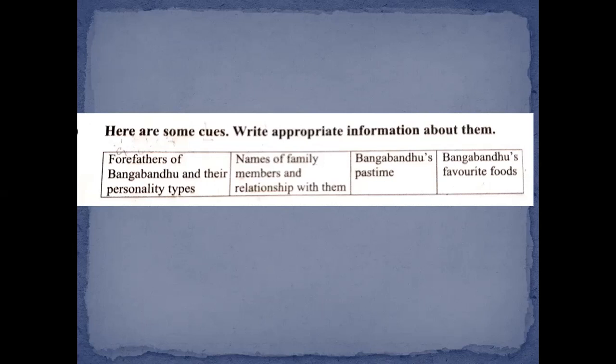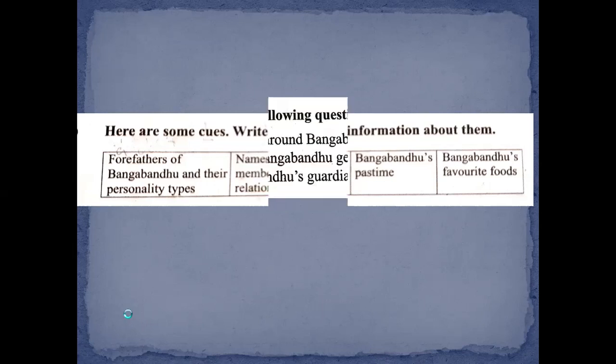Okay. Then, last, Bongobundhu's favorite food. Actually, he was a very simple man. He preferred very simple foods like plain rice, fish curry, and vegetables. But he had a great fascination for rice with milk and banana at the end of the meal. Okay. Now, moving to our next slide.